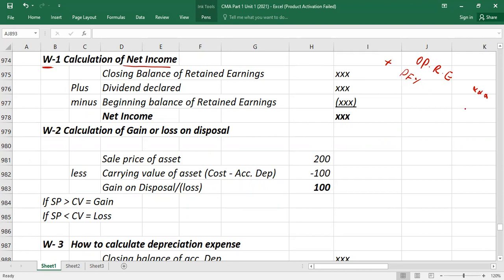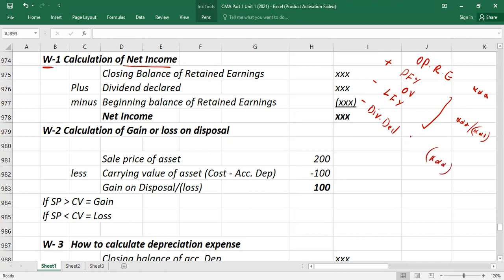From the income statement, you will add, or you will deduct what? The loss for the period, for the year, you will deduct. Obviously, it could be only one thing, right? It will be either profit or loss. And from there, you always subtract what? Dividend declared. Dividend declared, you deduct.